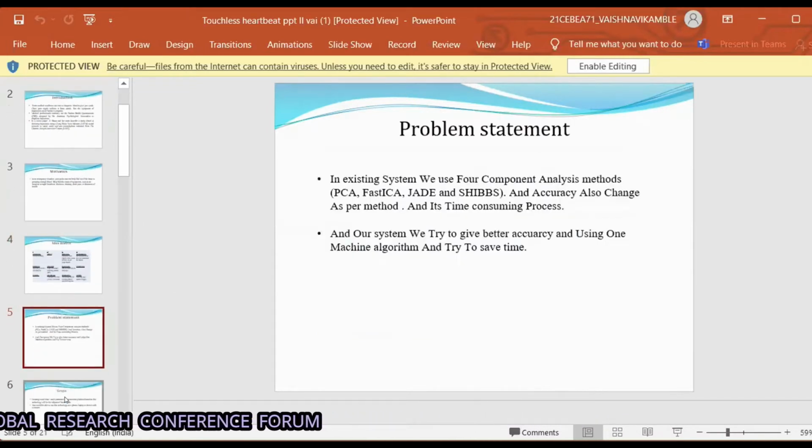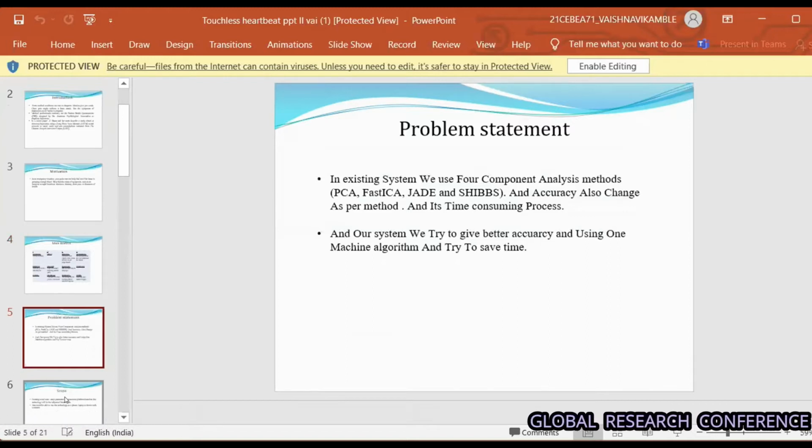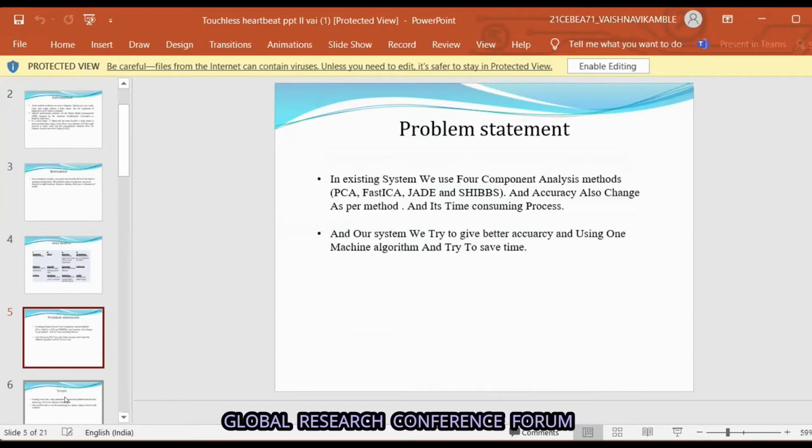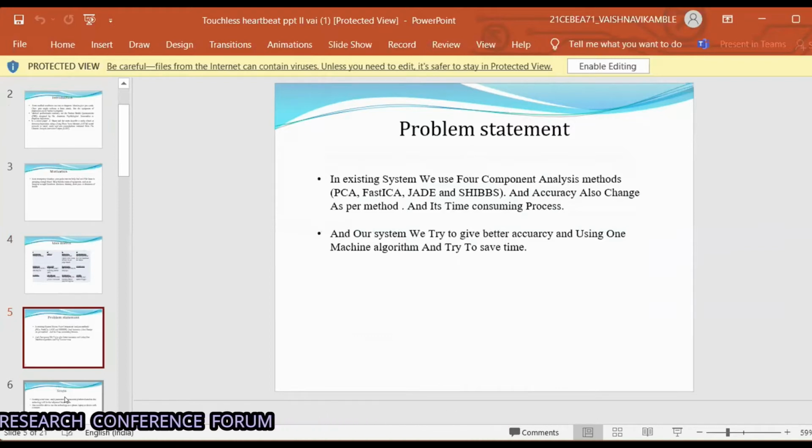The problem statement of our project is, in the existing system, we use four component analysis methods, and accuracy also changes as per the method, and it is a time consuming process.